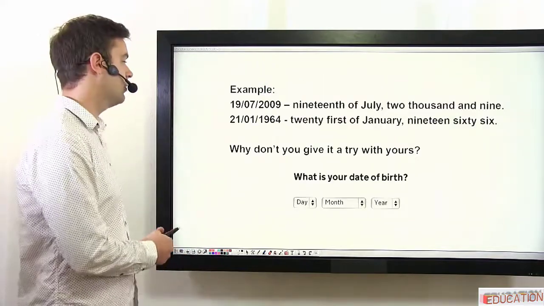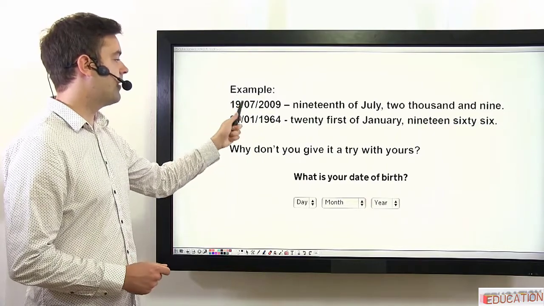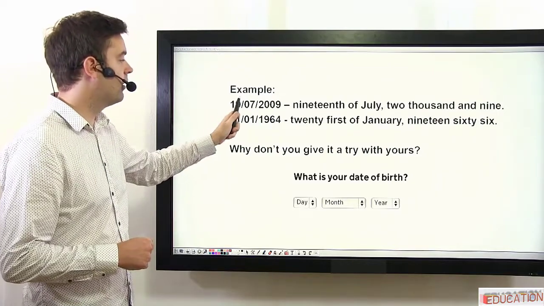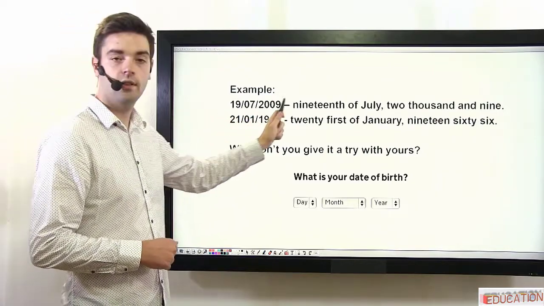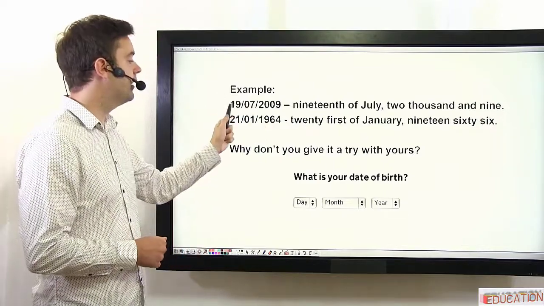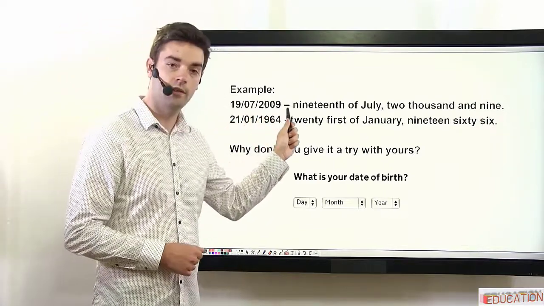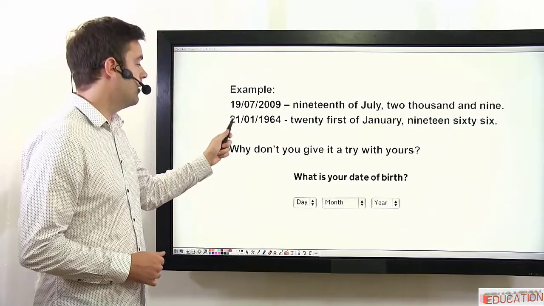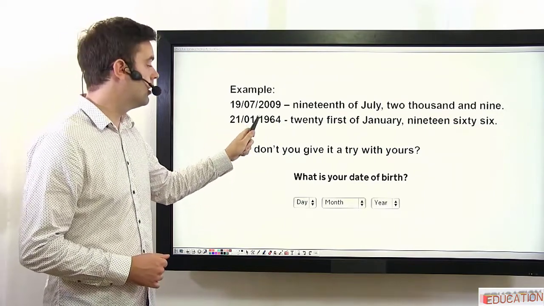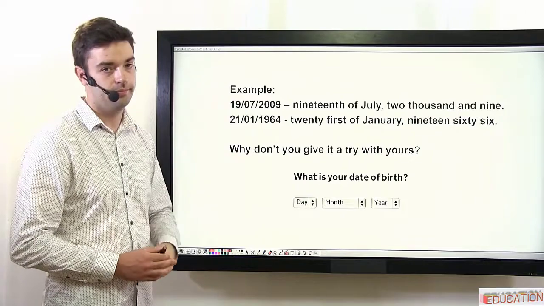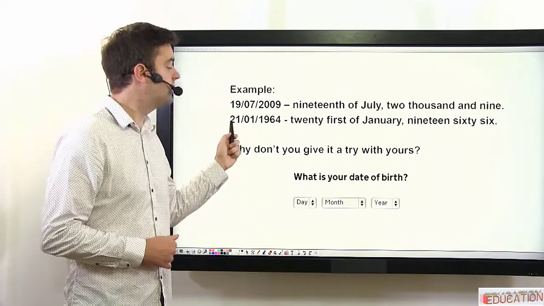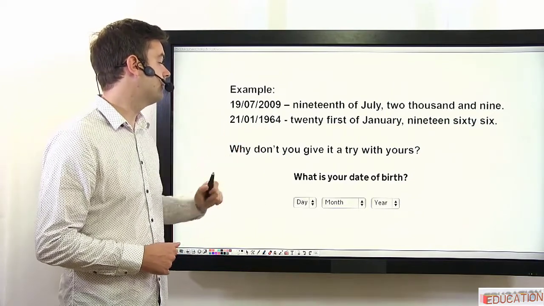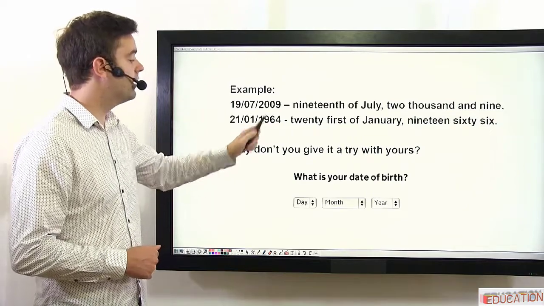So for example, we have 19/7/2009. We read it out as 19th of July 2009. Here we have 21/1/1964. But we read it out as 21st of January 1964.